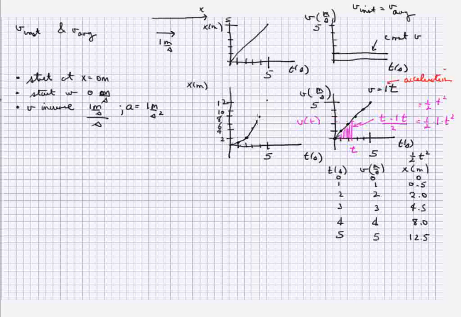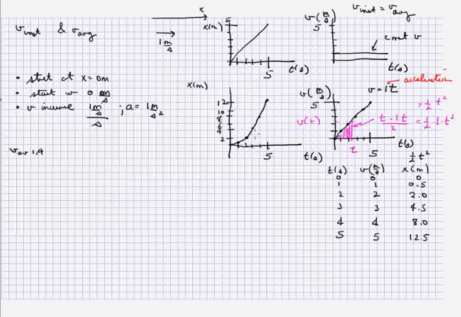It gets increasingly steeper, and that, as we will see, is a reflection of the fact that the instantaneous velocity is continuously increasing. So let's say we wanted to find the average velocity from 1 to 4 for this new scenario here. So let's say we had v average from 1 to 4.